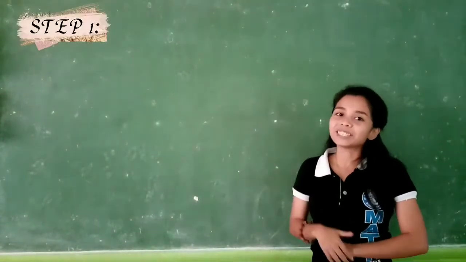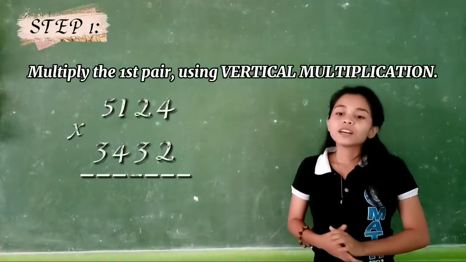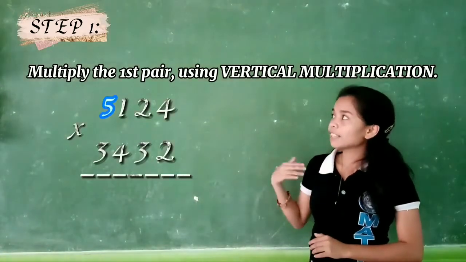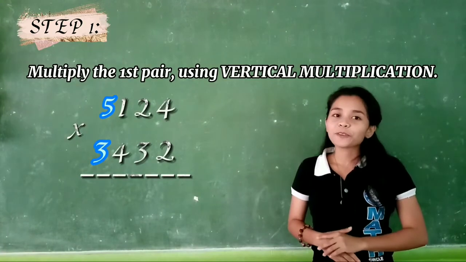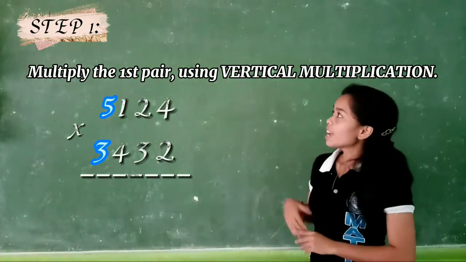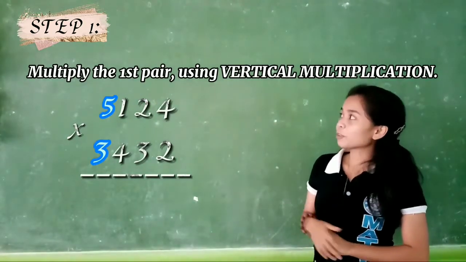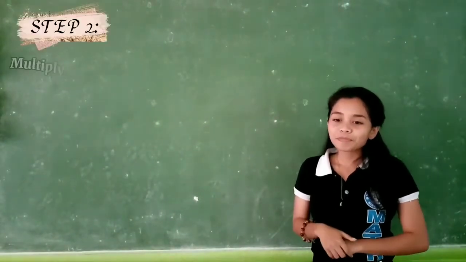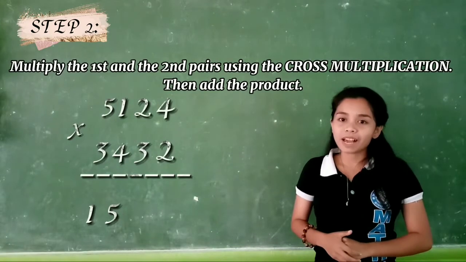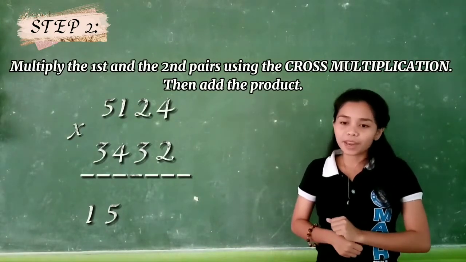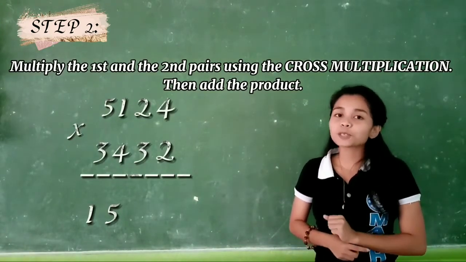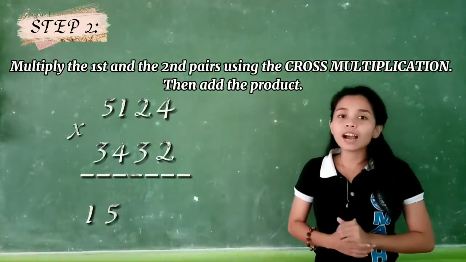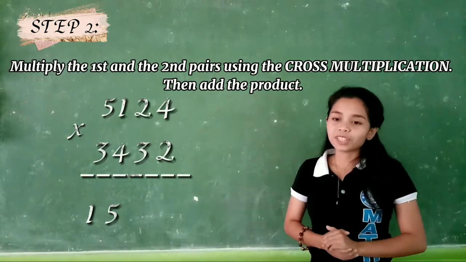Step 1. Let us first multiply the first pair, which is the 5 and the 3, using the vertical multiplication. So 5 times 3 is equal to 15. Step 2. Let us proceed by multiplying the first and the second pairs using cross multiplication, and then we add both of its products.